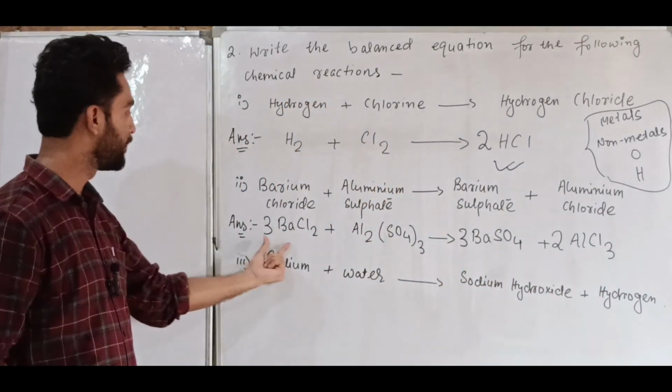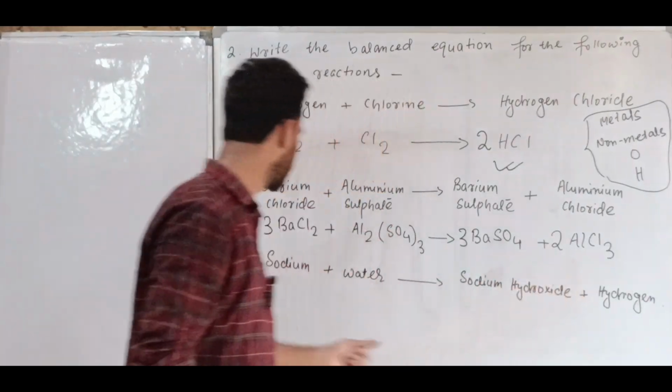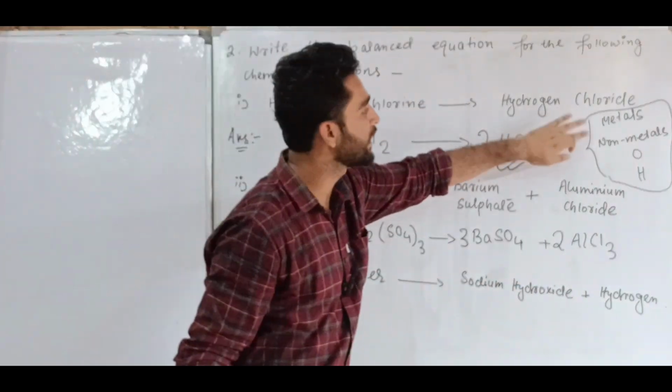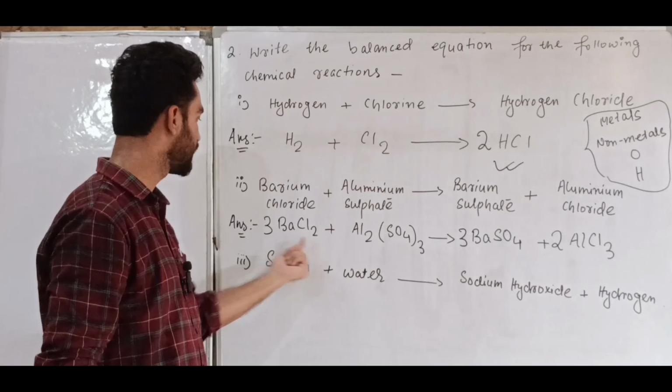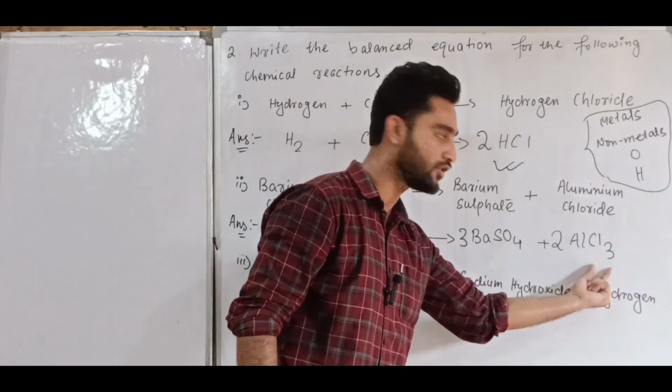Now check. Barium 3, barium 3. Aluminium 2, aluminium 2. Now non-metal. After metal, next is the non-metal. Chlorine here, 3 to the 6. This side chlorine 6, 3 to the 6. This side chlorine also 6.